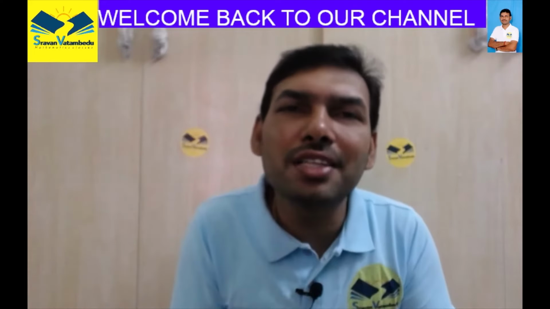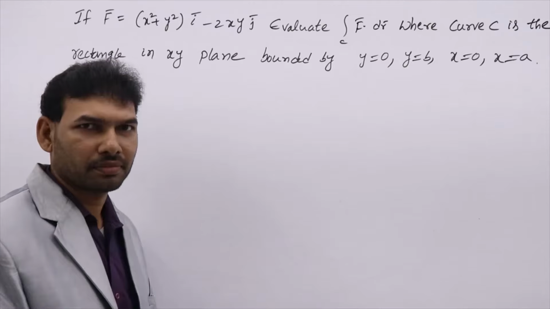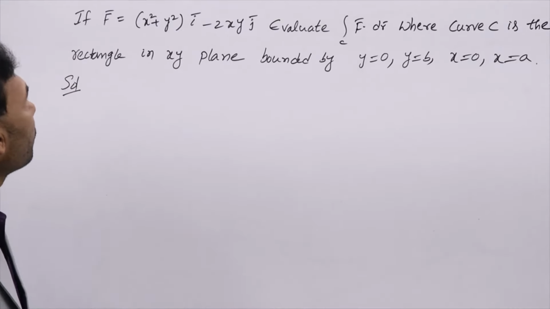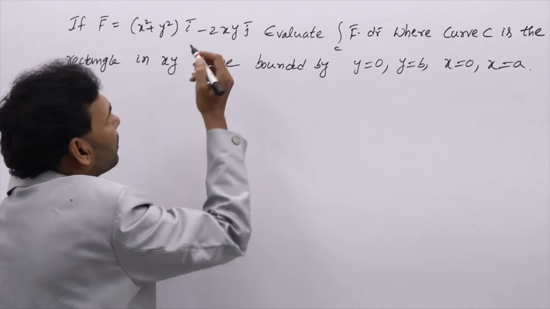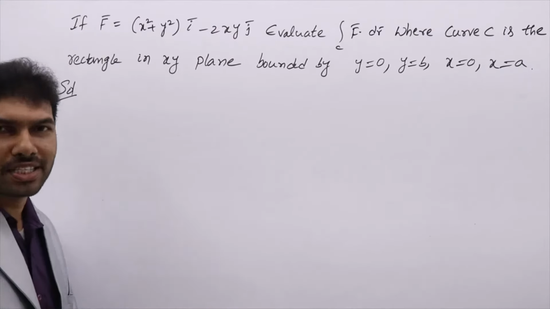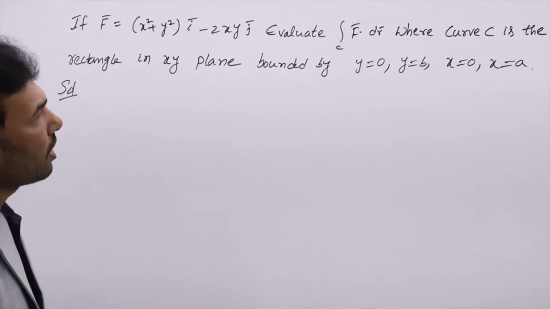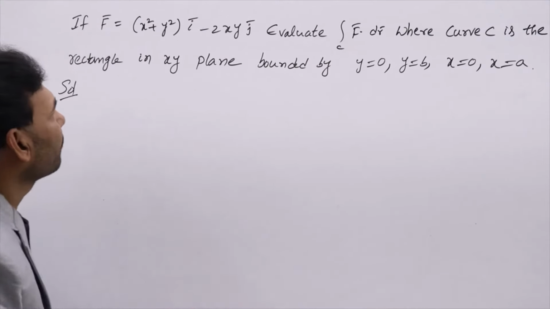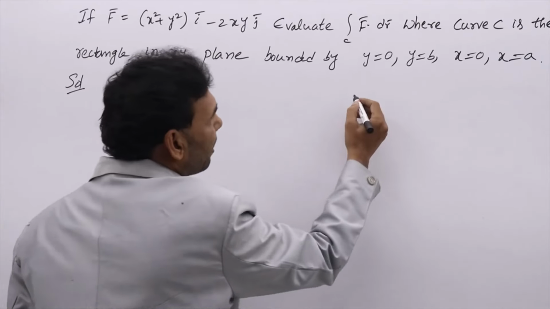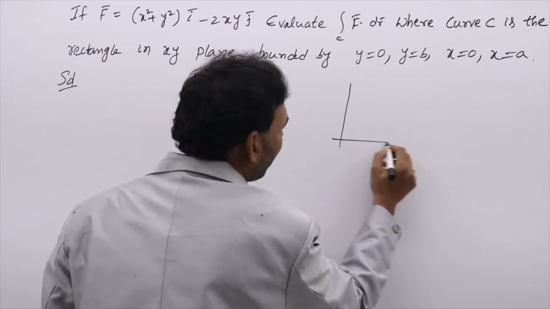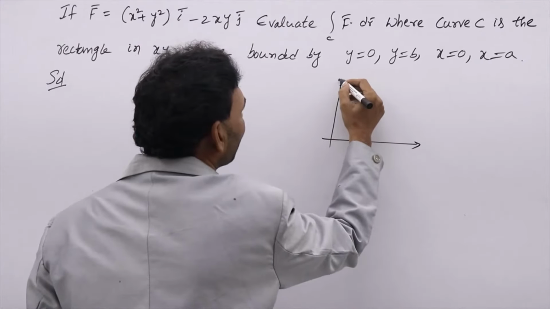In this video lecture, we are going to discuss the next problem. Evaluate the integral over C of f bar dot dr bar. The vector point function f bar is given. The curve, the region of integration is given, that is a rectangle in the xy plane. Here, our region of integration is a rectangle in the xy plane, and the coordinates are given.